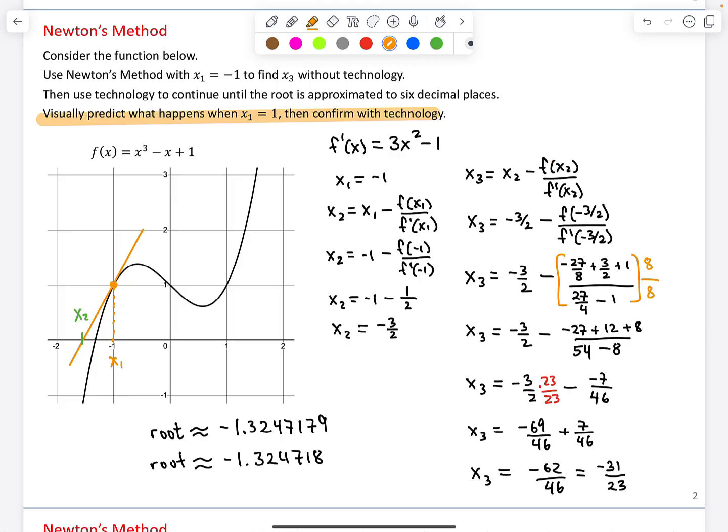Okay, now visually predict what happens when x1 is equal to positive 1, and then confirm with technology. So if we use positive 1 as my first x-coordinate, and draw a tangent line, I'm predicting I'll get an x2 about this value. But when I go to the function and draw my new tangent line, it appears to take me to a location way over here, which is taking me away from the x-intercept.